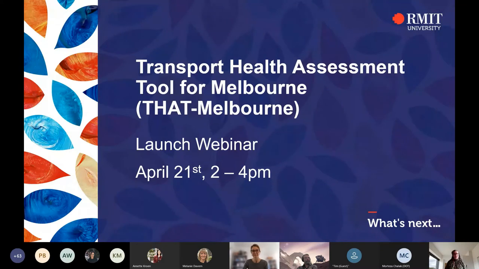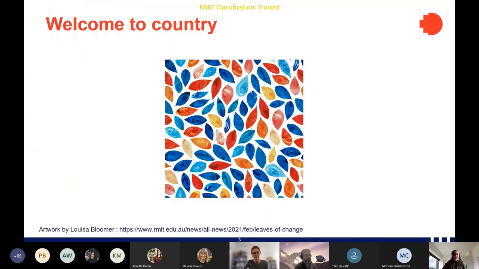So this is really to launch the Transport Health Assessment Tool for Melbourne, or THAT Melbourne. And by the end of this session, I hope that you'll all have learnt a little bit more about the tool, a little bit about the modelling behind it, how to use it and where to find it, which is in the Australian Urban Observatory. In welcoming you all to the presentation, I'd also like to acknowledge the traditional owners of the land, the people of the Woi Wurrung and Boon Wurrung language groups of the Eastern Kulin Nation, on whose lands we meet today, and we acknowledge their elders past, present and emerging.